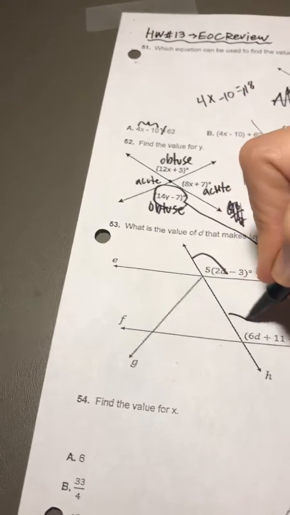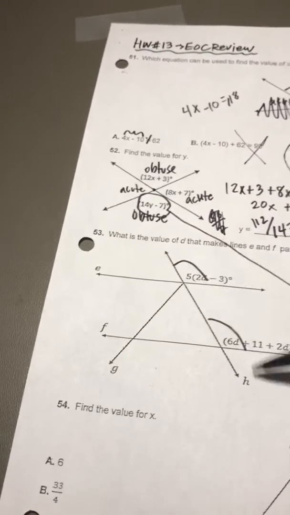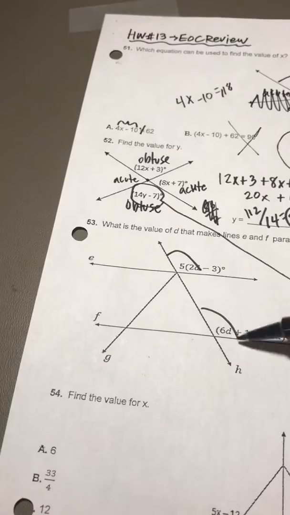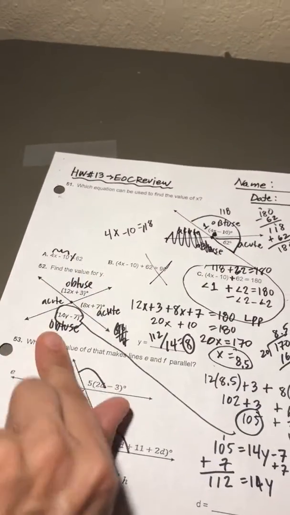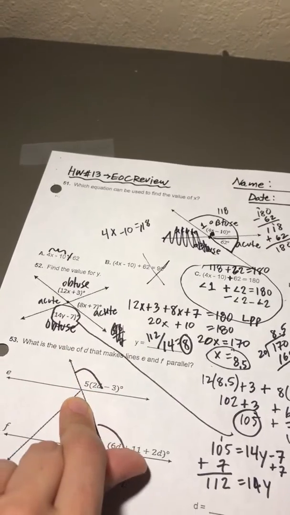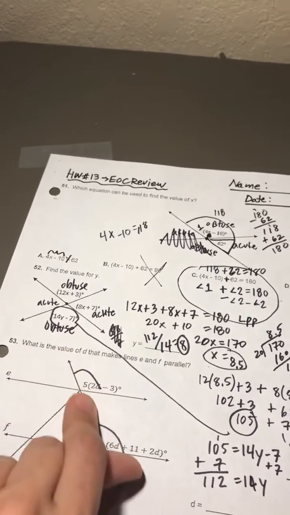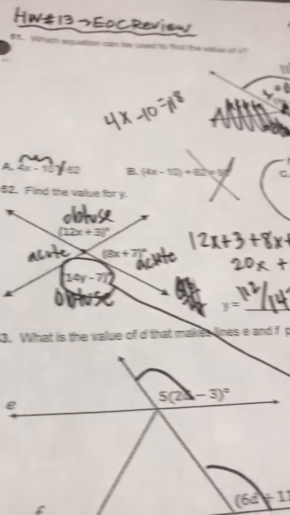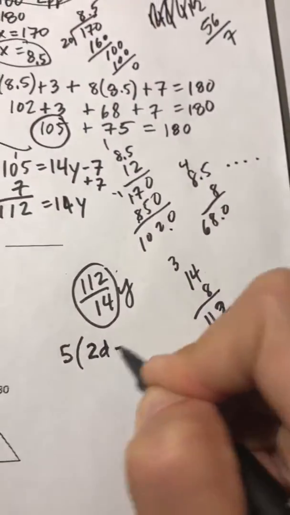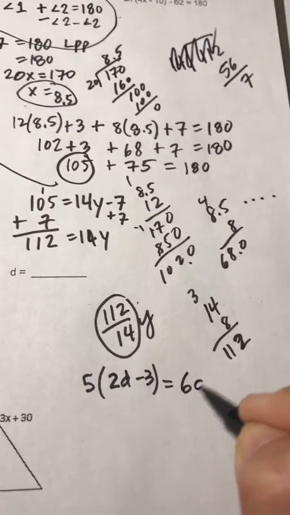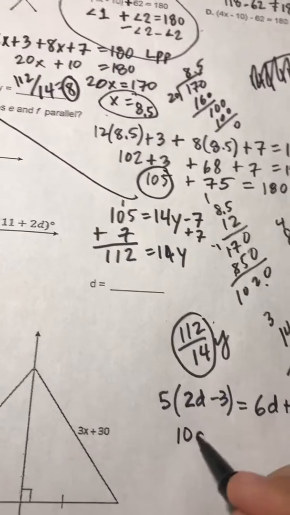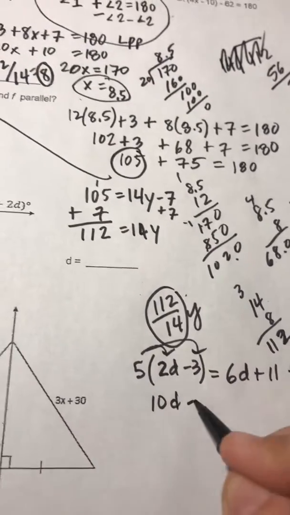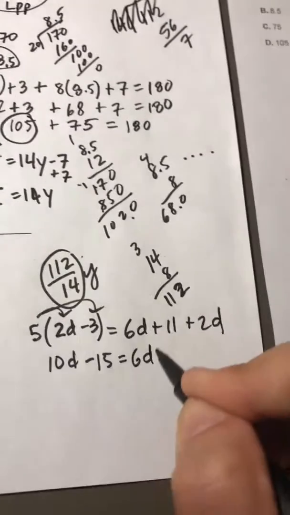These are called corresponding angles. They correspond. So what that means is they're supposed to be equal. And visually this makes sense as well. If we think about this, sliding should fit perfectly into there. So I'm going to set them equal to each other. 5 times 2d minus 3 should equal 6d plus 11 plus 2d. So that'd be 10d with distribution, minus 15.